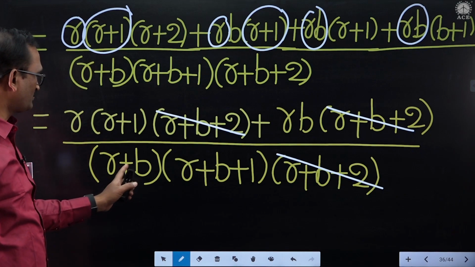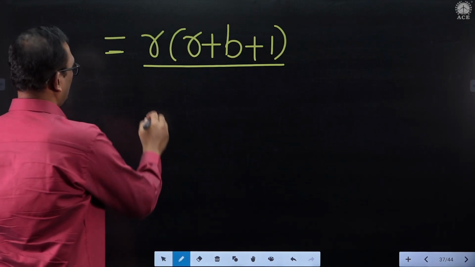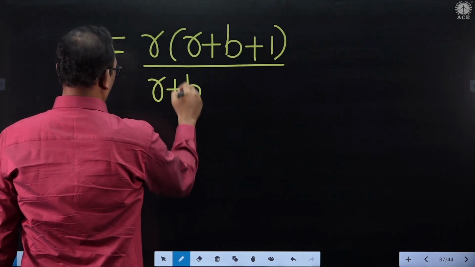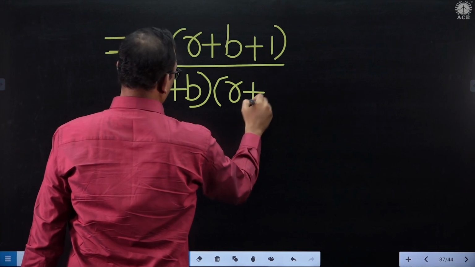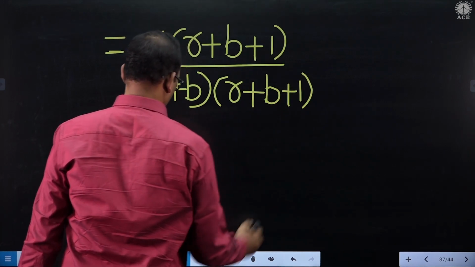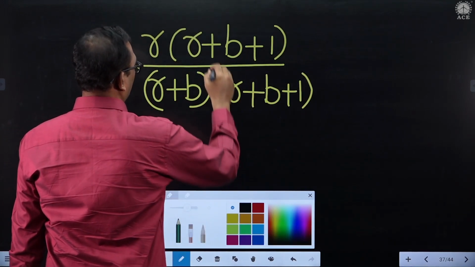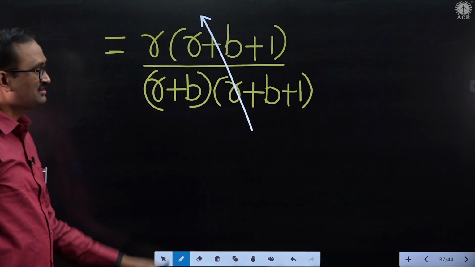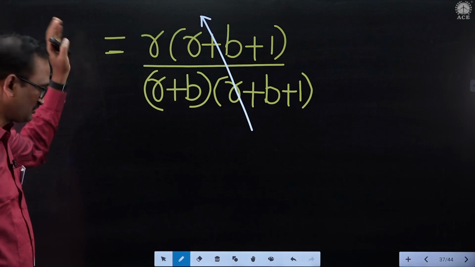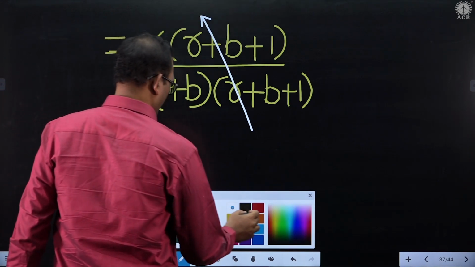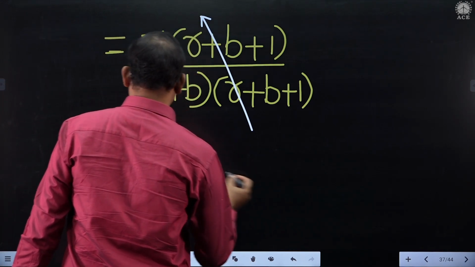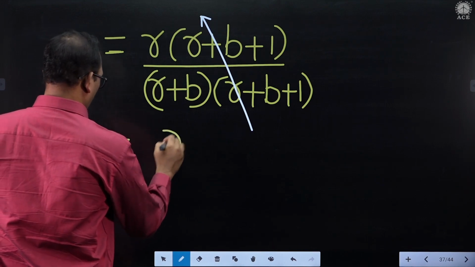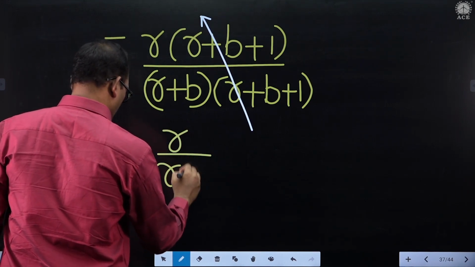denominator r plus b into r plus b plus 1. So r plus b plus 1, r plus b plus 1 cancel each other. Still you have r by r plus b. Therefore, the answer is r by r plus b.